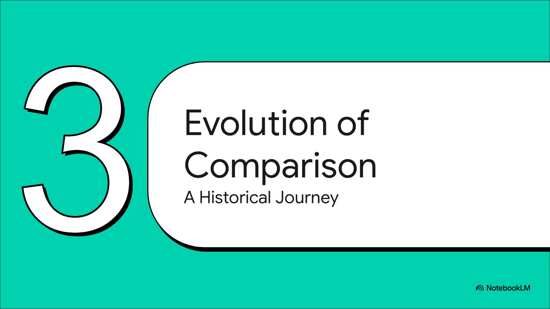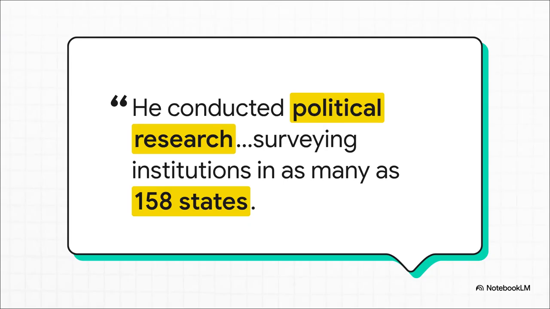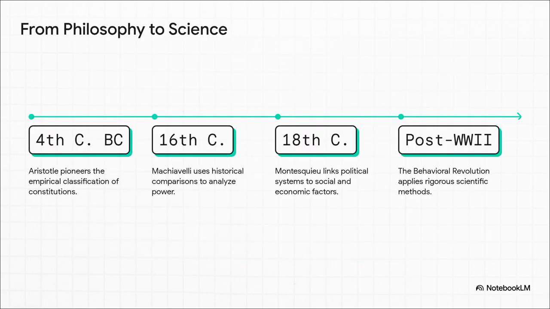Now, you might think this is some newfangled idea, but it's not at all. People have been comparing political systems for ages. The cool part is seeing how it's evolved from just philosophical musings into a really rigorous scientific field. Believe it or not, this goes way, way back, all the way to Aristotle, over 2,000 years ago. He was basically the original political data scientist. He didn't just guess. He went out and collected information on 158 different states to classify and compare how they were run. Incredible, right?